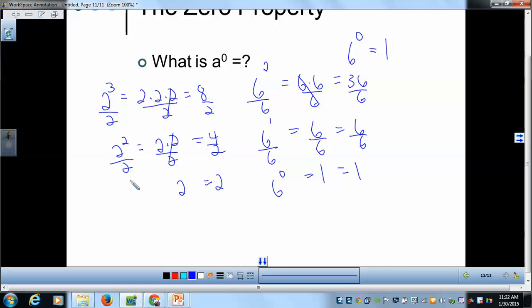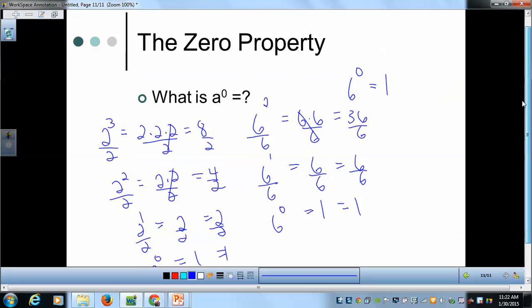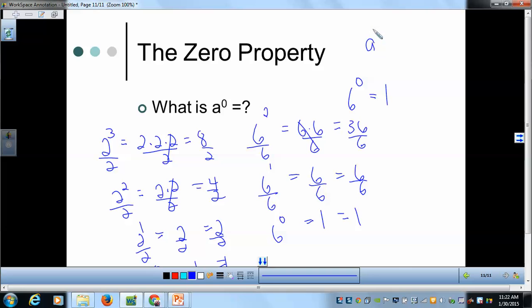That leaves me 1, 2. And so that means that this has to be 2 to the first power. And then if I divide everything by 2 again, you can see this is 1. This is 1. And so this must be 2 to the 0 power. So if it comes up, a to the 0 is 1. So anything to the 0 power is 1.